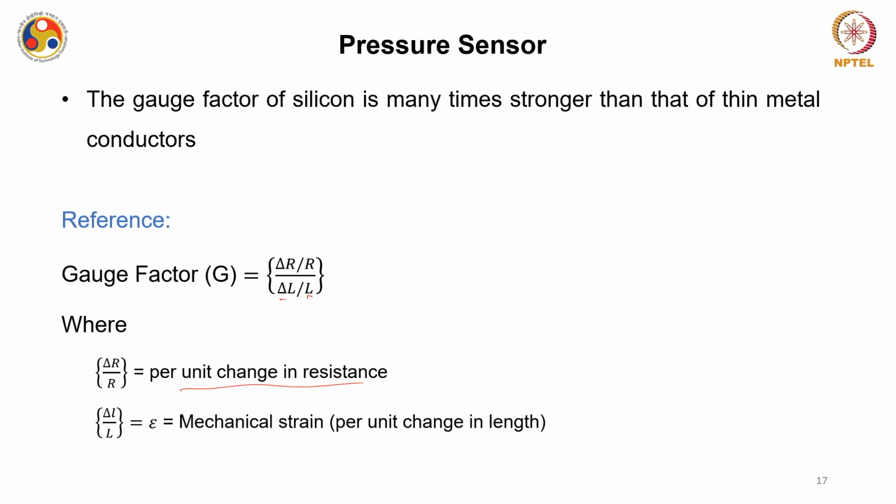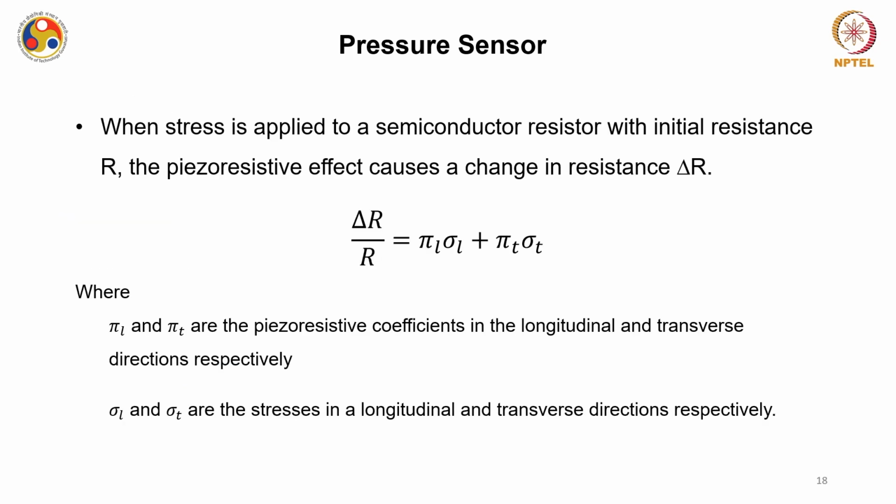So, we have already discussed in the previous module that the gauge factor of semiconductors is several times higher as compared to their metallic counterparts. Okay. So, the gauge factor of silicon is several times larger as compared to the metal sheet or metal diaphragm based sensor that you have seen in the previous example. Okay. So, when stress is applied to a semiconductor resistor with initial resistance say R, the piezoresistive effect causes a change in the resistance delta R.